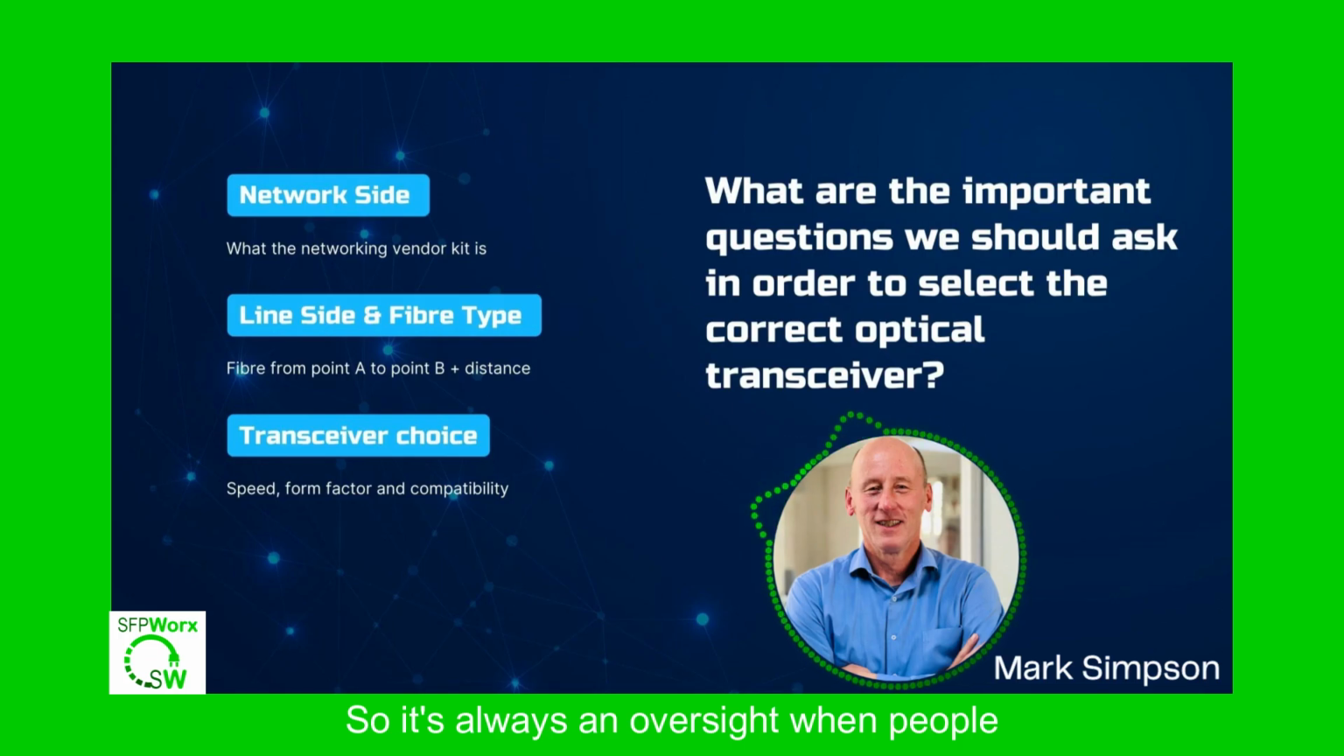So it's always an oversight when people put designs together, or possibly the integrators don't, the customer doesn't really know the detail of what's connected and what the lengths are, etc. So the most important side is typically when we have a piece of fiber, it connects a piece of network kit from network A to network B. So what is the network and vendor kit that it's going into? So side A, is it a Cisco that's connecting to a Fortinet firewall, which is side B? Very, very important question. Now, what's the distance?